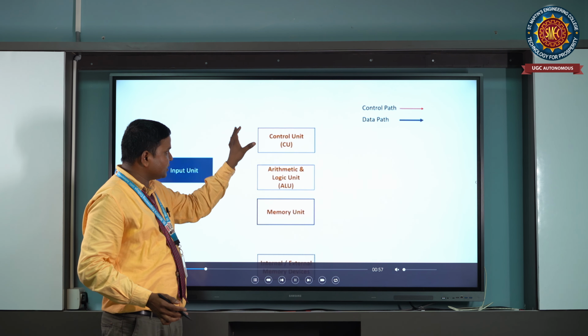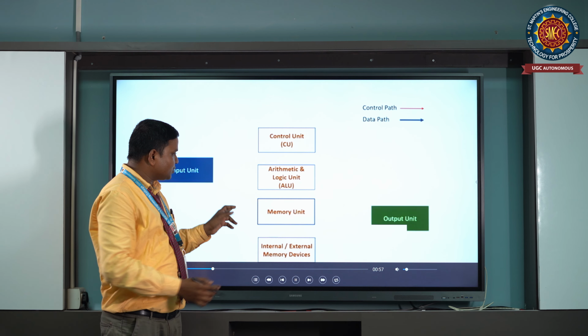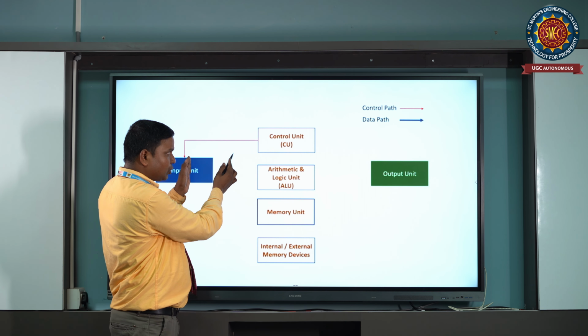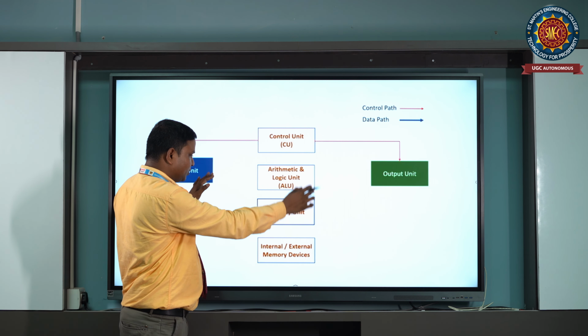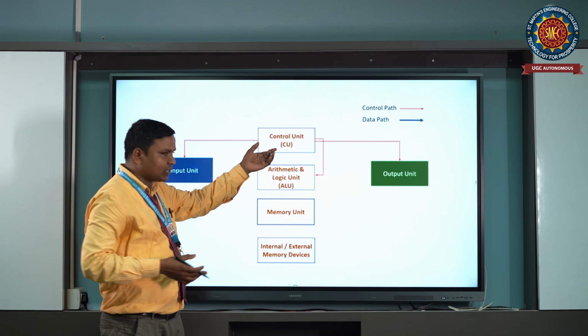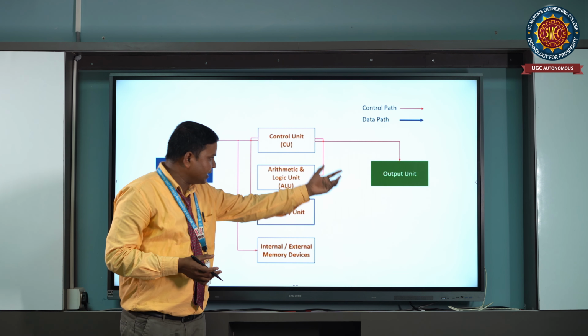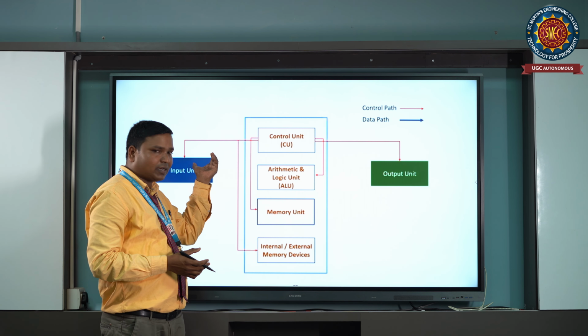So these input devices, and here the CPU is there. Total here, this is the output device. The input device will be connected to all the devices through the control path. Here the control unit is there, and through the control path it will communicate with all the components.